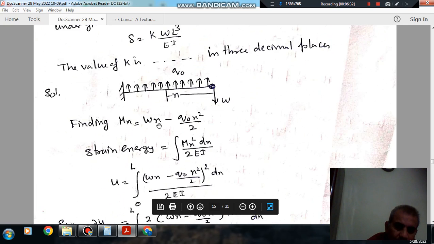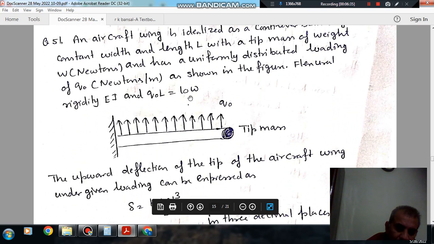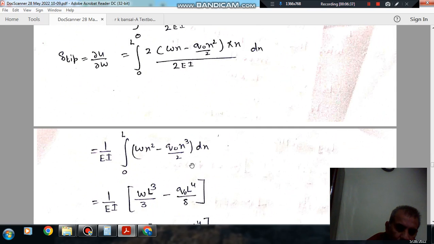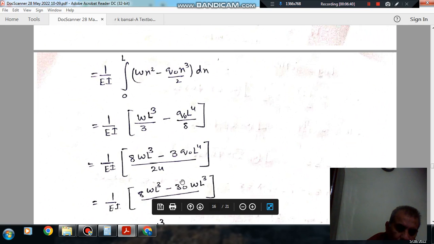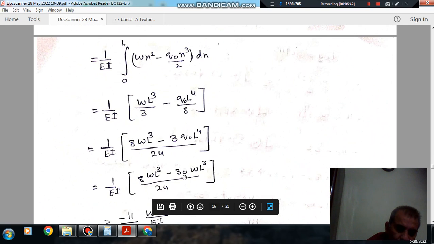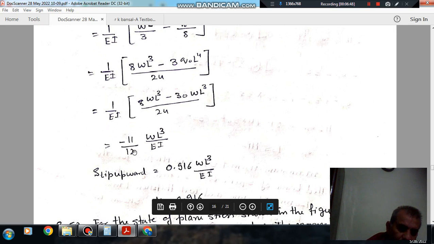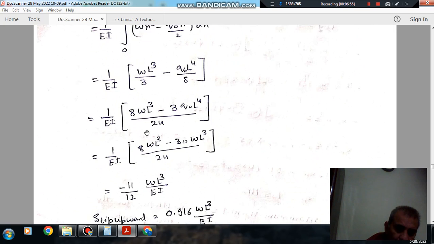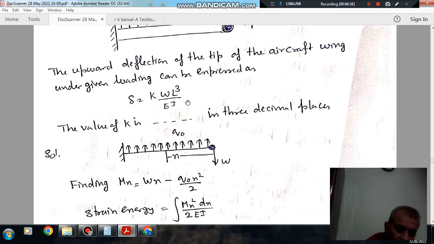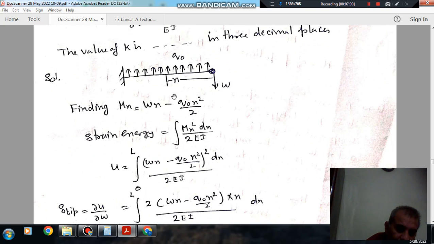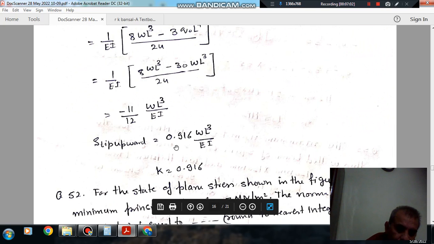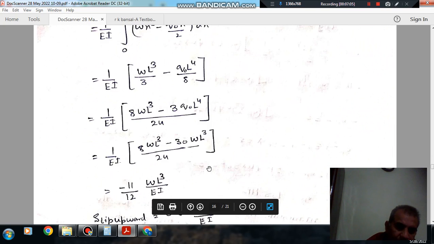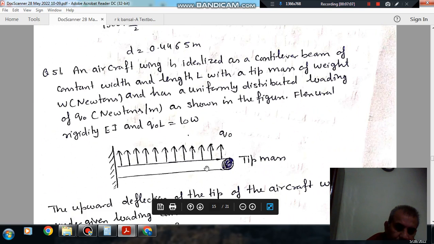Now Q naught L is given as 10 W, so we can put here Q naught L as 10 W. Okay, after taking LCM, that is 30 WL cube by 3 minus 1 by 12, that is 11 by 12 WL cube by EI. So deflection, now comparing with the given equation, that is K WL cube by EI, K is your 0.916. Answer is 0.916.